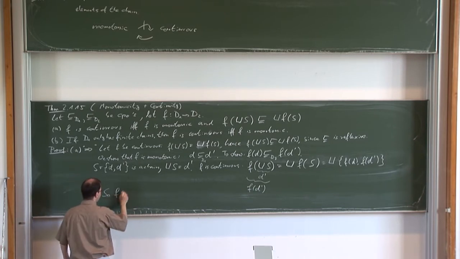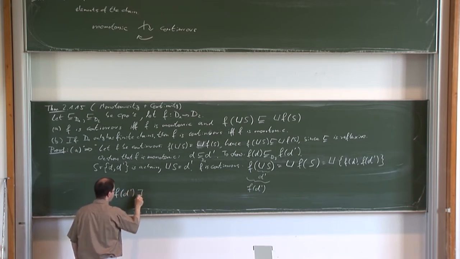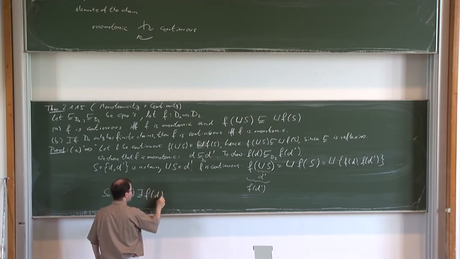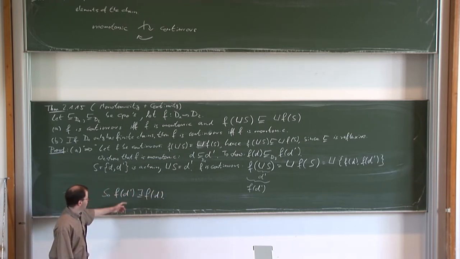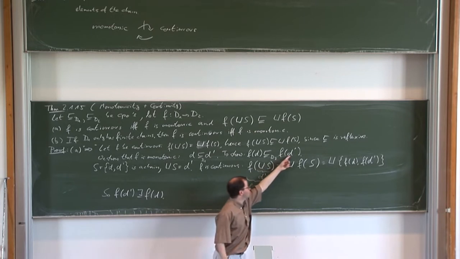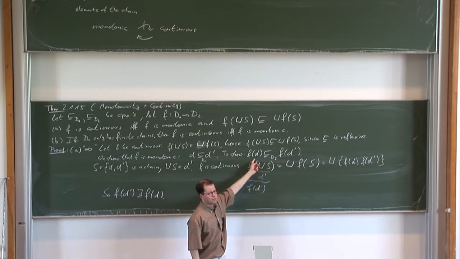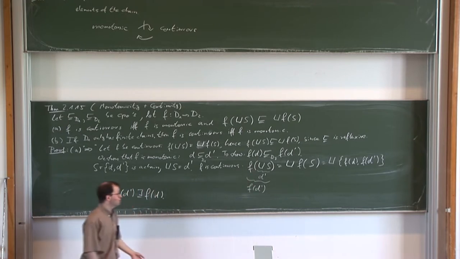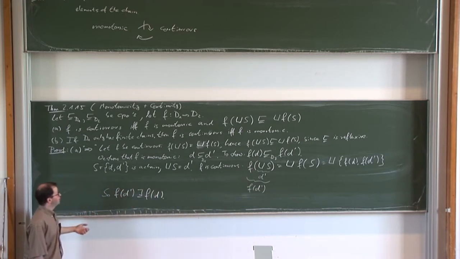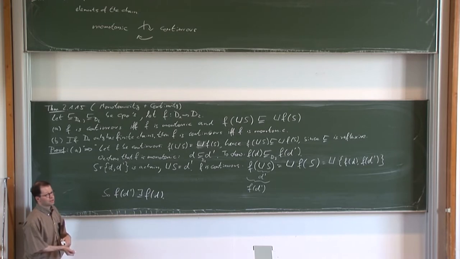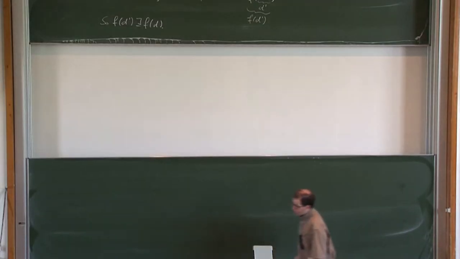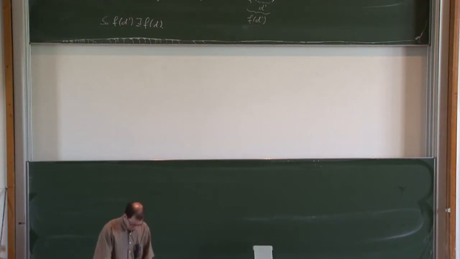So f of d prime is bigger than f of d. Now this is what we wanted to show. f of d prime should be bigger or equal than f of d. So by building this small chain of just two elements, we can show that if a function is continuous, then it's also monotonic. Okay, we have to show the other direction.